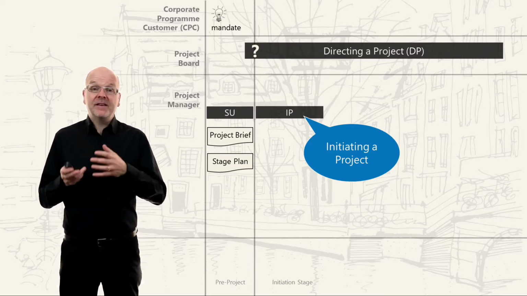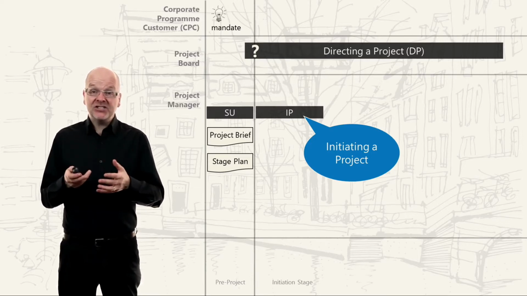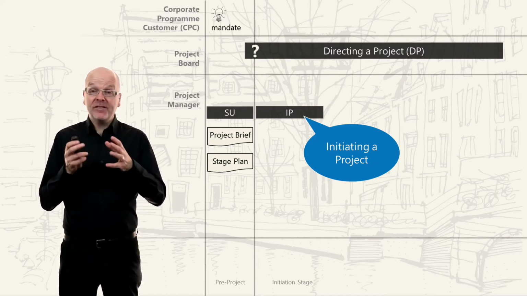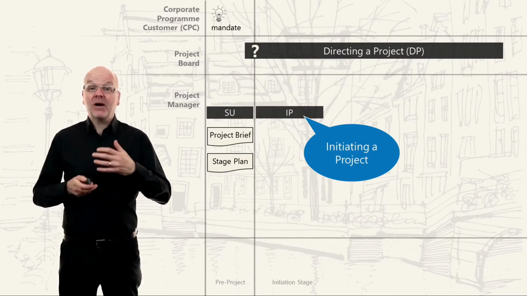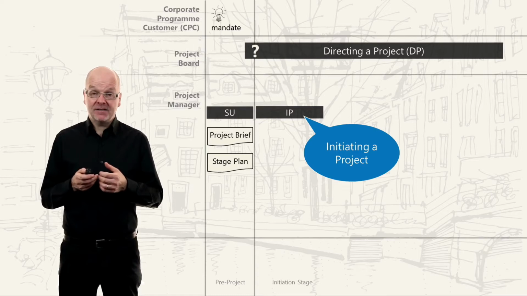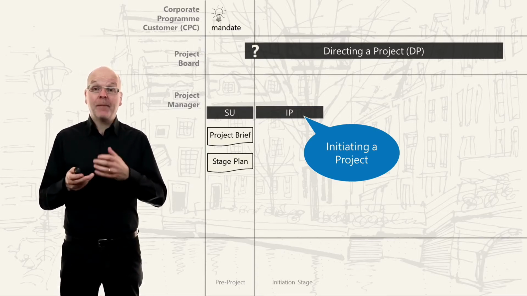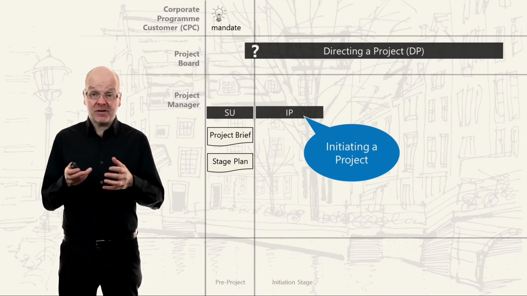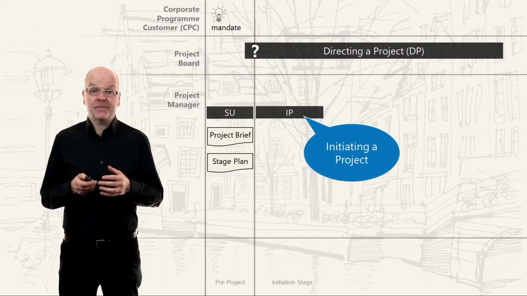So let's say the decision is yes, and the initiation stage can now start. Also, the project has now officially started with this first decision. So a common question is actually, when does the project officially start? And the answer is, it starts with this first decision by the project board. And before that, we had the pre-project process, or the SU process.